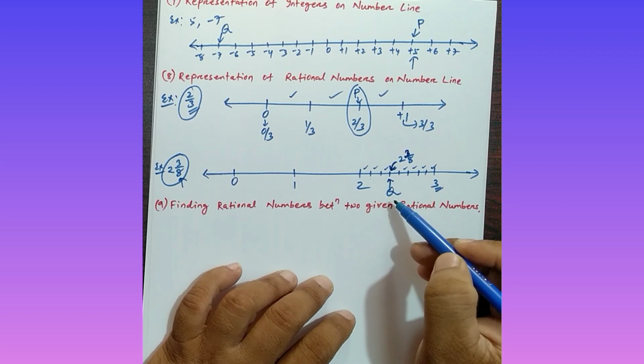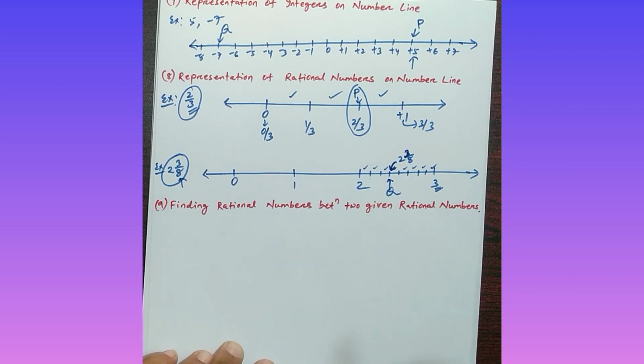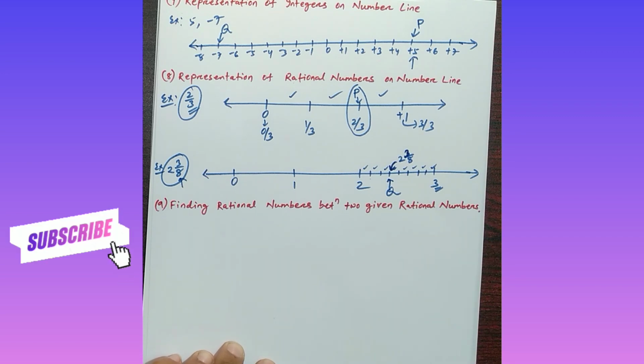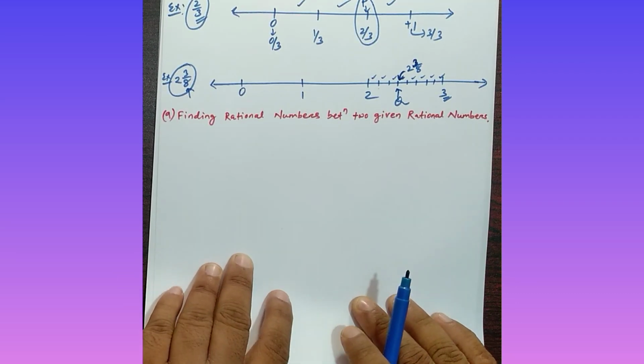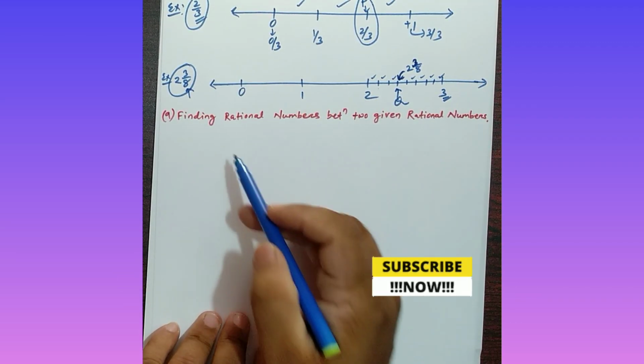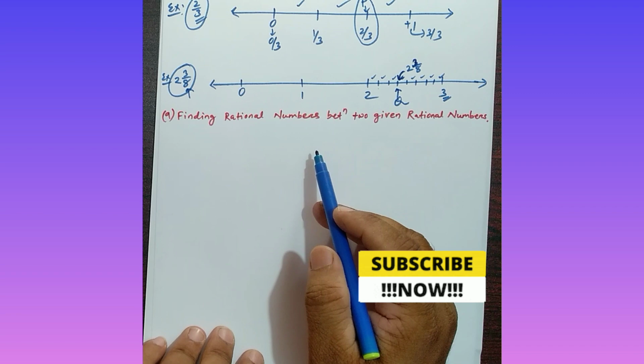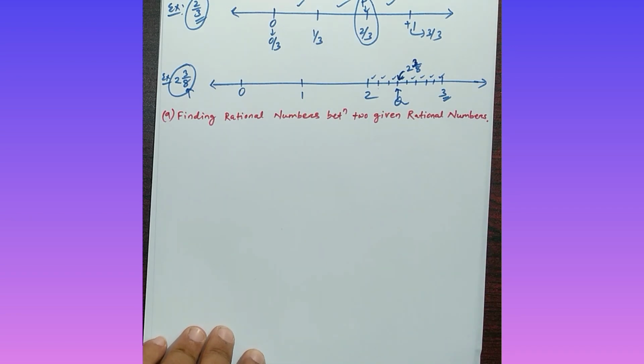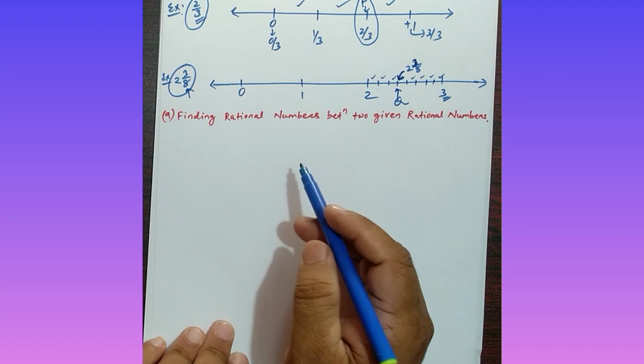Okay? Okay, so in this way, whatever the rational number is given to you, simply you can represent on the number line. Clear? Okay, बहुत बढ़िया. Very good. Now move on to the next. What is that? Finding the rational number between two given rational numbers. Very interesting thing is that.